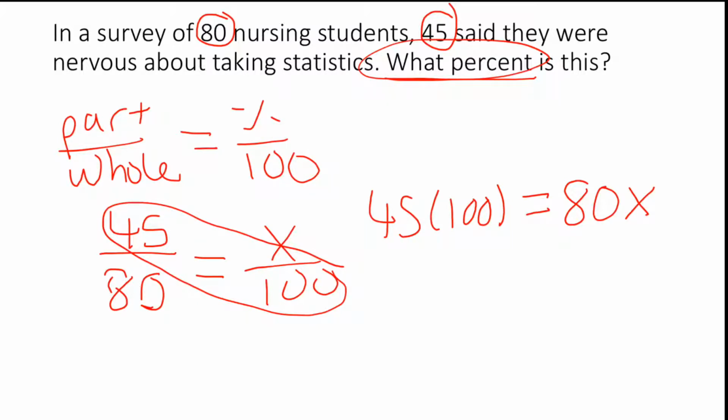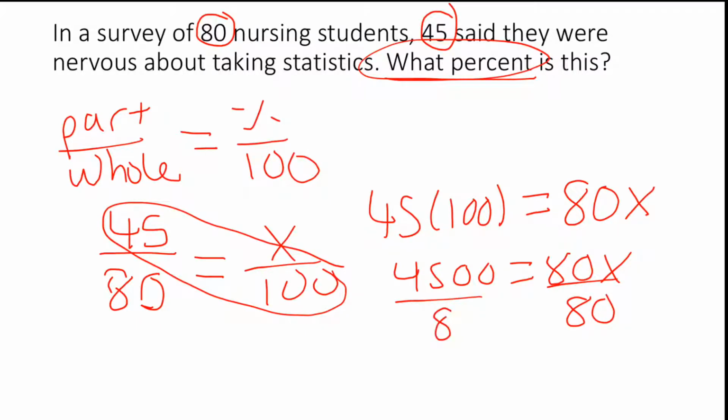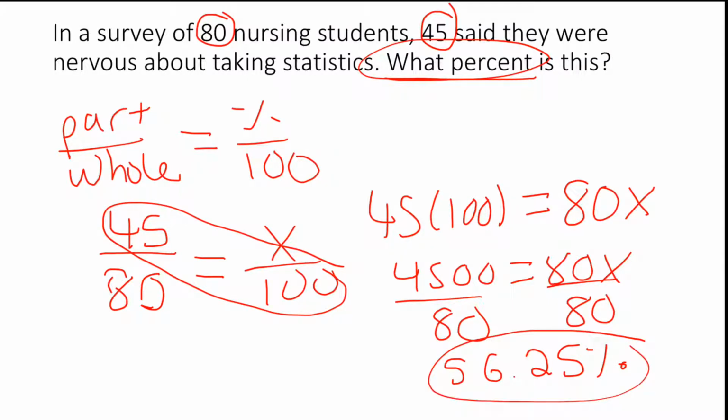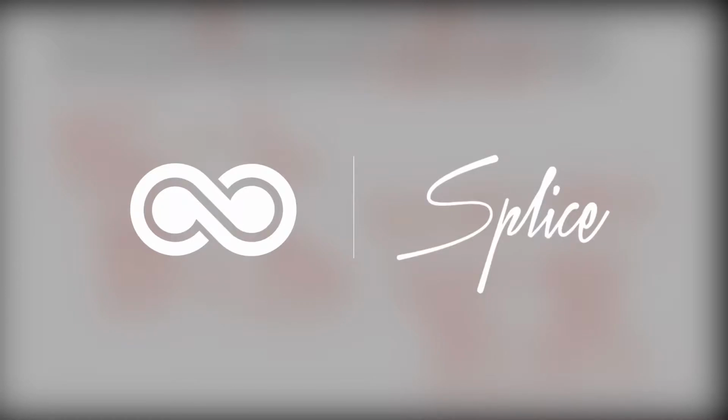45 times 100 will give us 4,500, and then we have equals the 80X. I'm going to divide by 80. And we'll end up with 56.25%. So just over half of the nursing students were nervous about taking statistics.